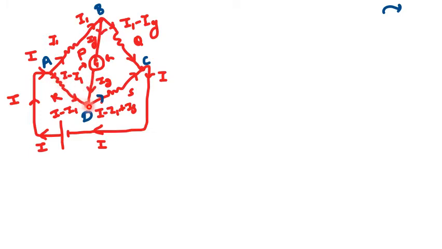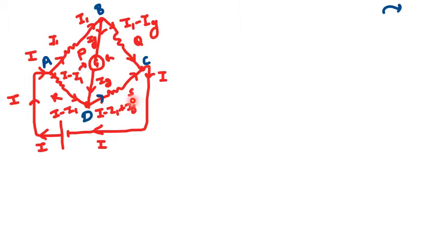They both will combine, from Kirchhoff's current law. The current in this resistance will be I minus I1 plus Ig, and the current in this resistance will be I1 minus Ig. At C again both these currents will combine and the total current will be I, because I1 and minus I1 will cancel out, minus Ig and Ig will cancel out.